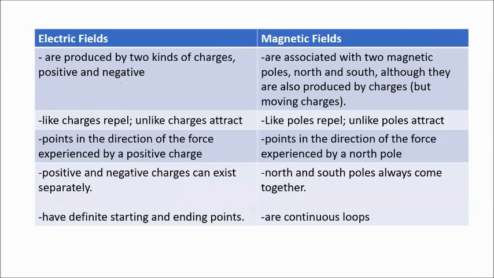Electric field, positive and negative charges can exist separately. So, pwede si positive lang, pwede si negative lang. But in magnetic field, it should be in pair. So, naka-NS talaga yun. So, always come together. In electric field, may definite starting and end point. So, started from positive, would end sa negative.